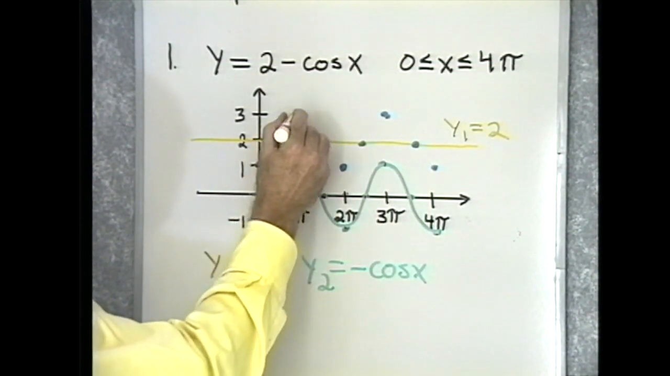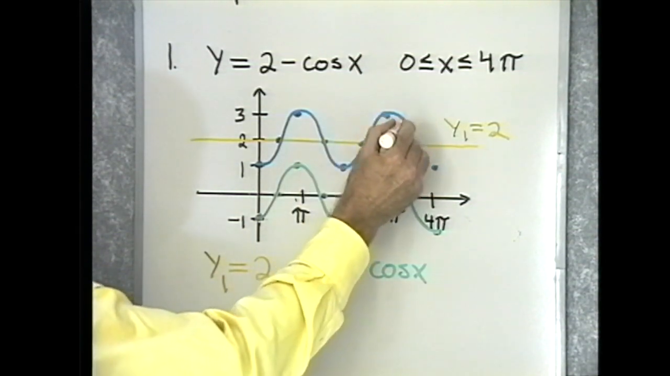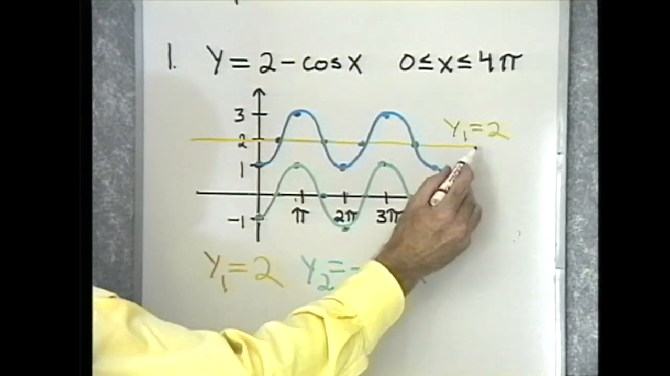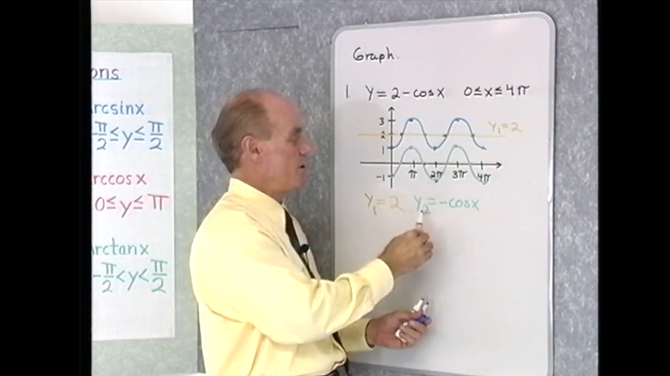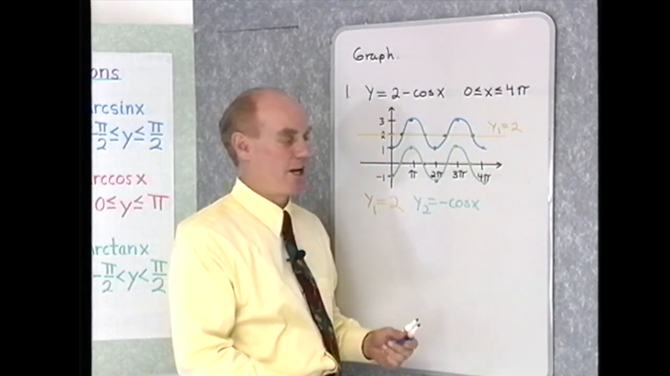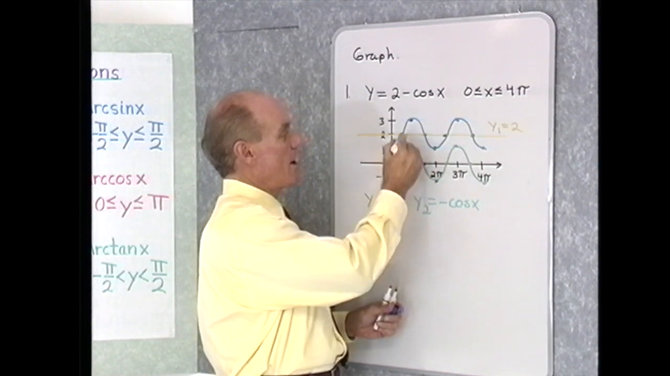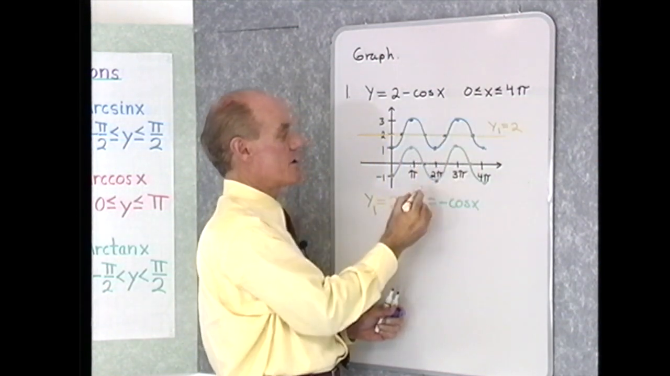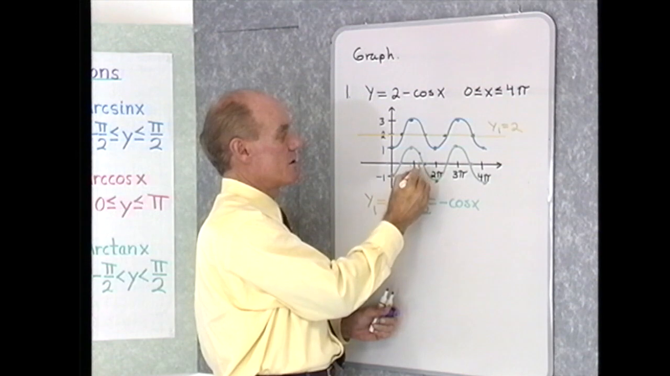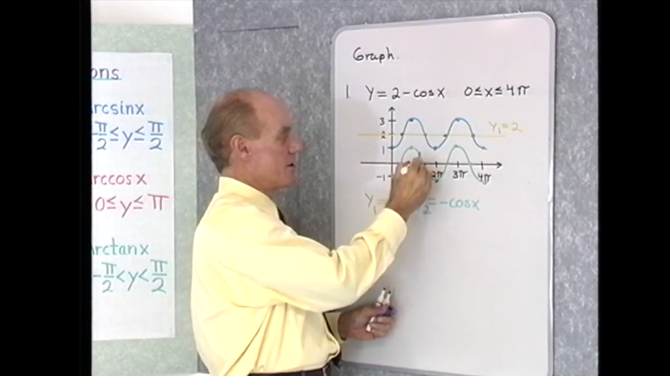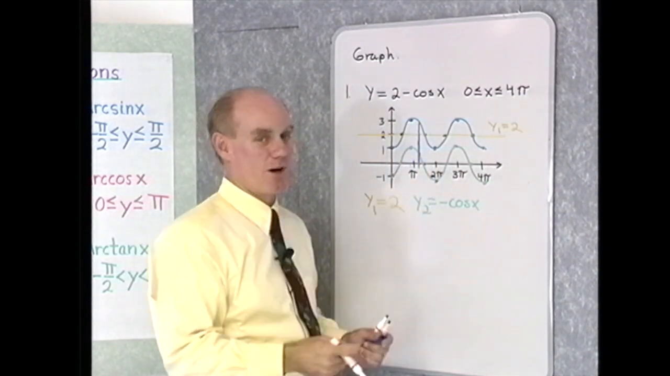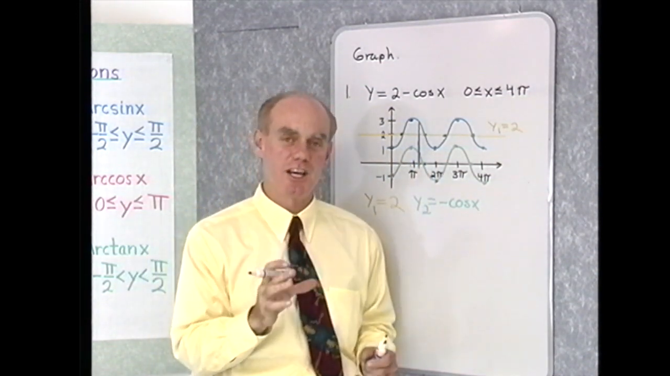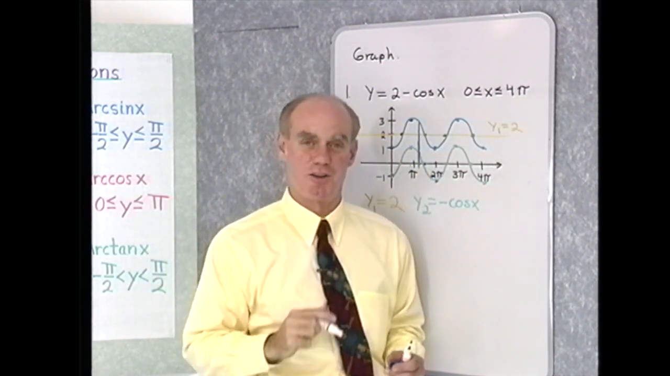So the blue graph is the sum of this yellow curve, y1 equal to 2, and this green curve, y2 equal to negative cosine x. So I can think of every y value that's on this curve as coming from the sum of, for instance, this value of y plus this value of y for this value of x, which is going to give me that value of y. So it's like adding two graphs together to get a third graph. Let's try another one of these.